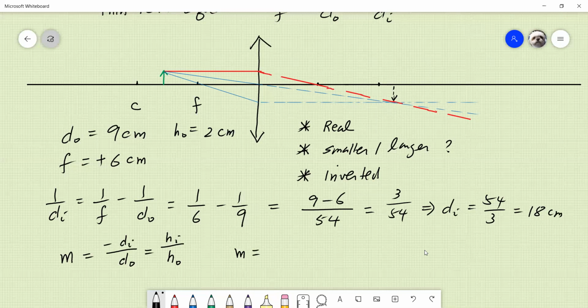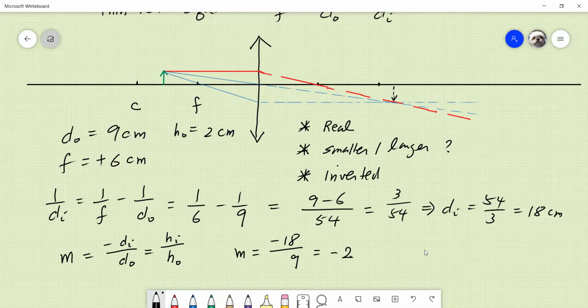Now I'm going to put it in: minus DI, minus 18, divided by minus 9. That will be 2, and not minus 9, positive 9.